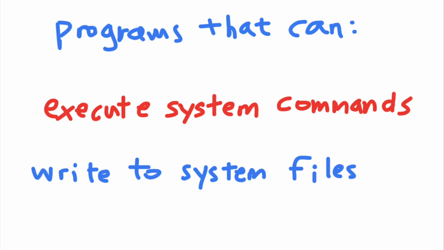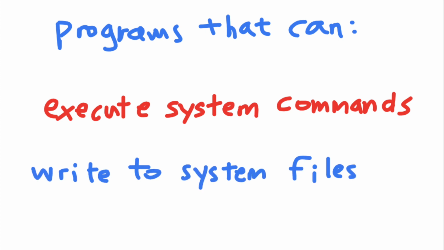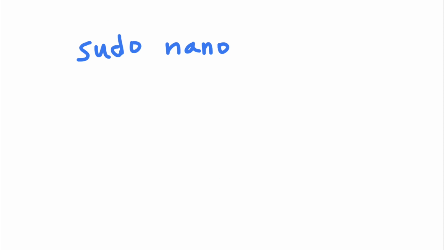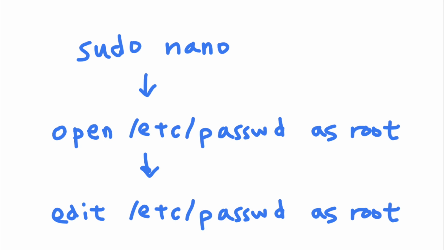Many programs give users the ability to execute system commands, and find is just one of them. Other examples include Vim, Python, Less, and more. Programs that lead to privilege escalation when run with SUDO are not just limited to programs that allow for the execution of arbitrary system code. Any program that allows arbitrary writes to system files can lead to privilege escalation when run with SUDO. For example, if the file editor nano can be run with SUDO, the attacker can use nano's root permissions to open the /etc/passwd file and then add themselves as the root user directly in the nano file editor.